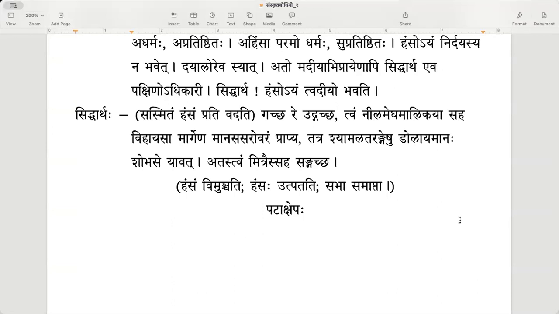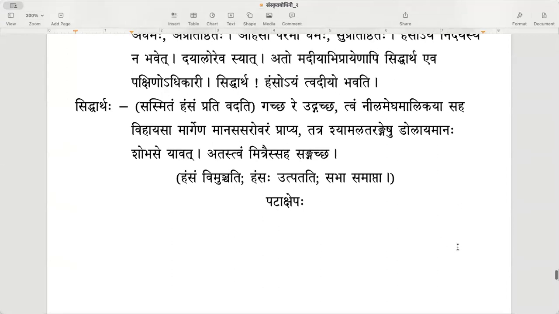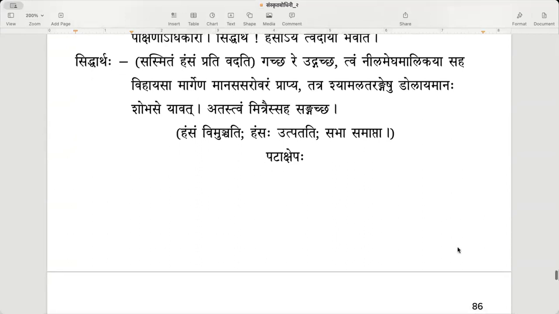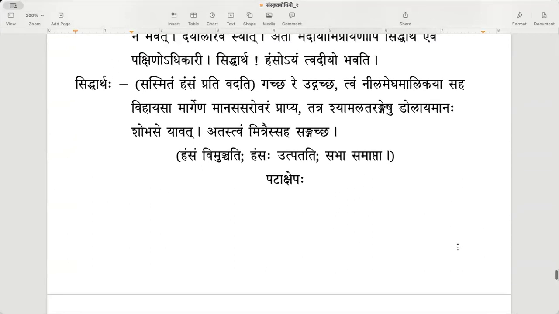Swinging, I think so, but rocked by the waves is better, right? Yeah, rocked is nice. But you will shine there. There's no word for it in English. You'll be beautiful there, that's what shine means. Ataha tvam mitrai saha sangaccha. Therefore, go along with your friends. You'll meet with your friends, right? Sangaccha means go together. Sangaccha can be you meet with them. You can also go along with them.